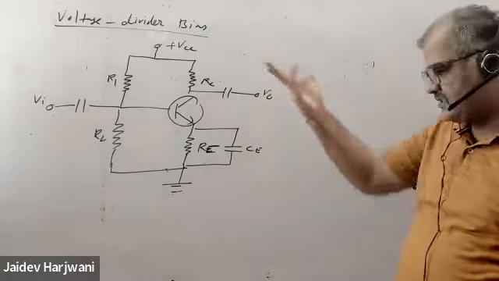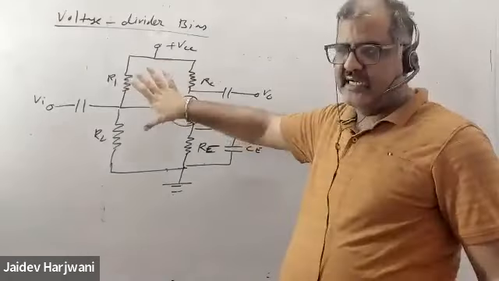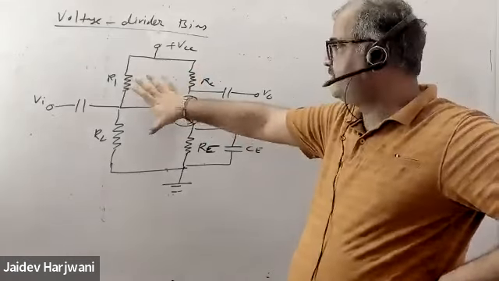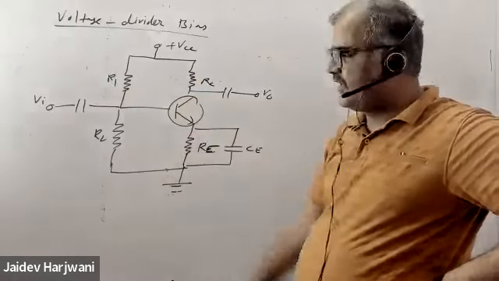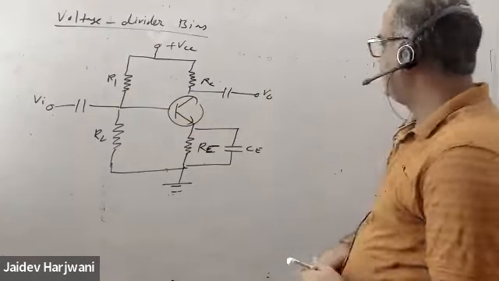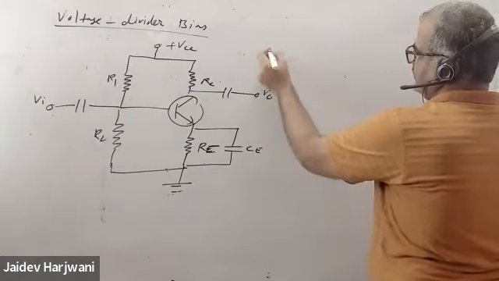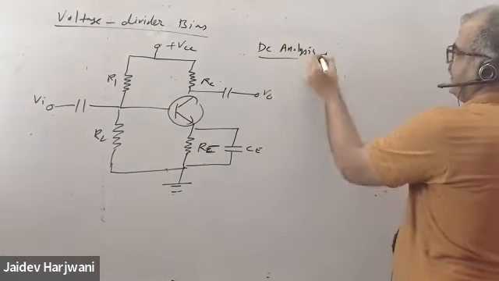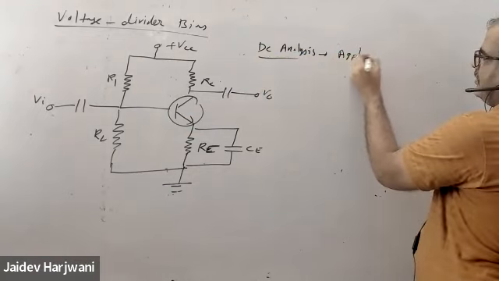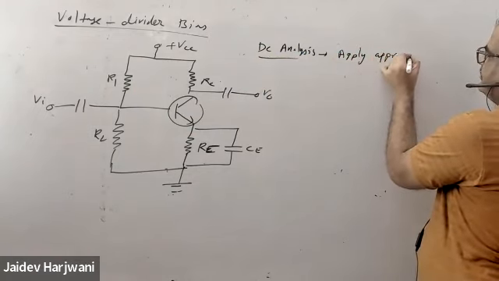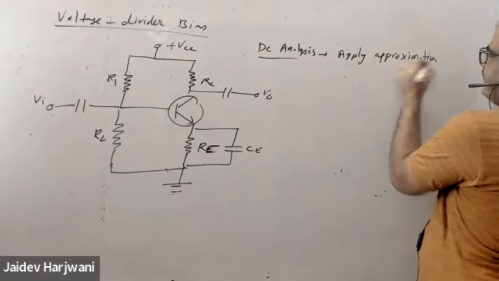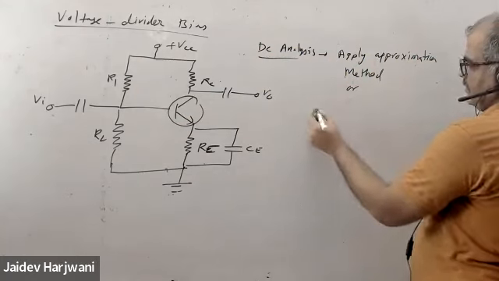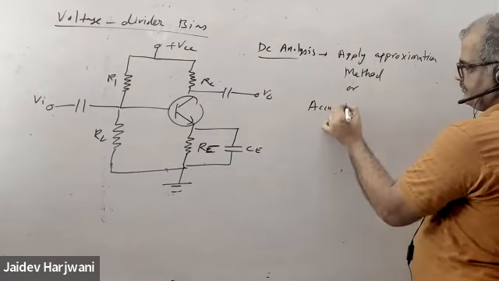Now DC analysis we already learned. You can do DC analysis by the accurate method or the approximation method. Whatever method is suitable, you can do approximation. You can find the IB value. So solve the circuit for DC analysis. For DC analysis, apply the approximation method, or you can apply accurate analysis.